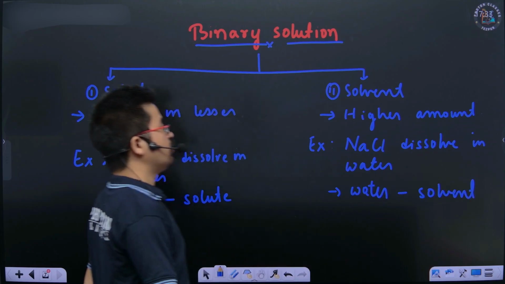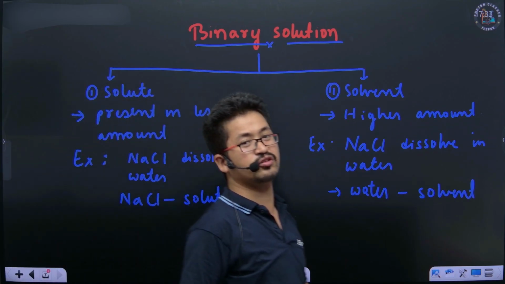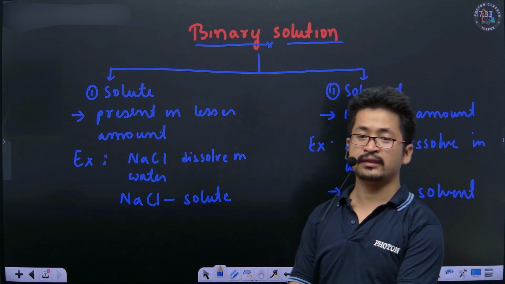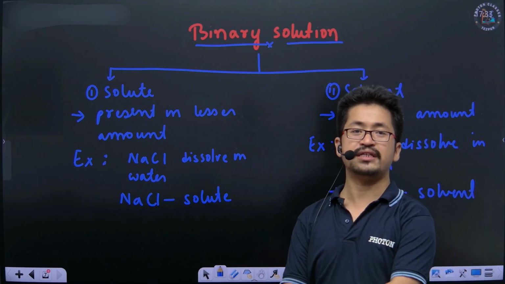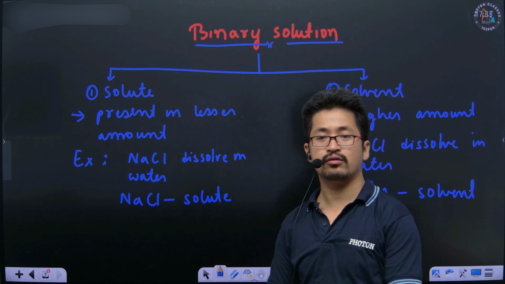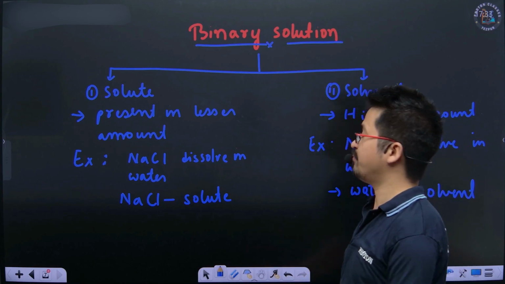Fine. So you can take up many examples as such. This is one of the examples. You can take the example of glucose dissolved in water. Similarly, a mixture of benzene and toluene is also a homogeneous mixture. So you can take examples in that way. There are many examples of binary solution, and I have given one of them here.